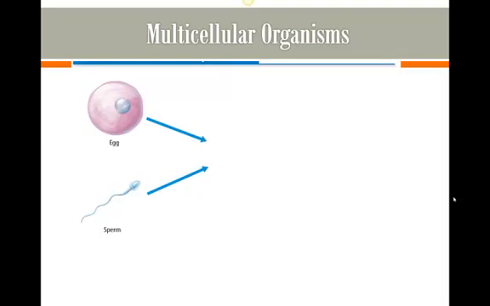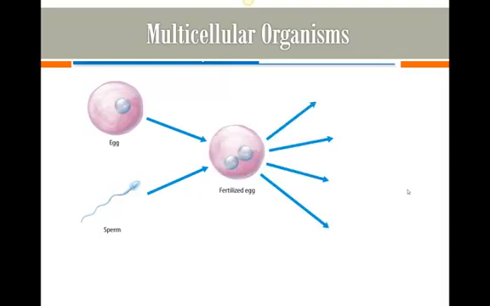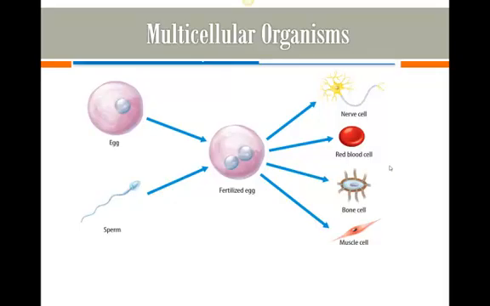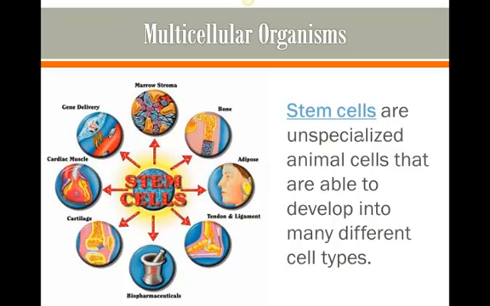Now, here's a diagram from your book showing you this. The sperm unites with the ovum and produces a zygote. The zygote then produces cells and some more cells, but eventually those cells start becoming specialized. Some will become nerve cells, some will become red blood cells, some will become bone cells, some will become muscle cells, and on until you have all your cells being specialized and becoming different parts of you. This unspecified cell is known as a stem cell.